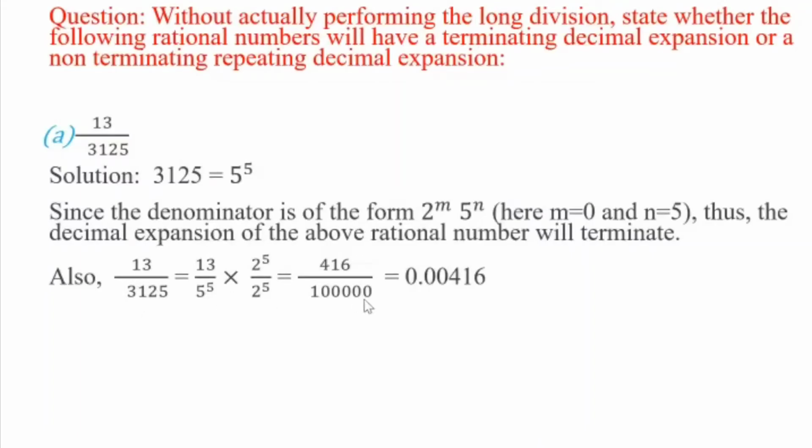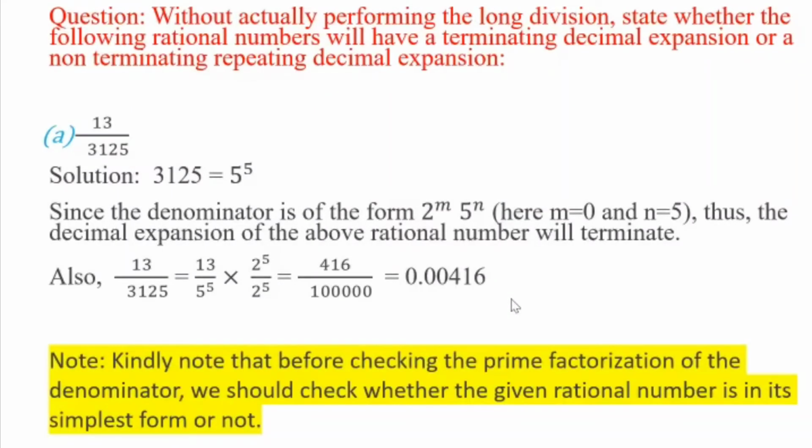Since this is 10 raised to the power of 5, the numerator comes out to be 13 into 32, which is equal to 416. So 416 upon 100,000 is equal to 0.00416. So even without the division, by simple multiplication, simple calculation, I have got the answer. So this is the beauty of this result.